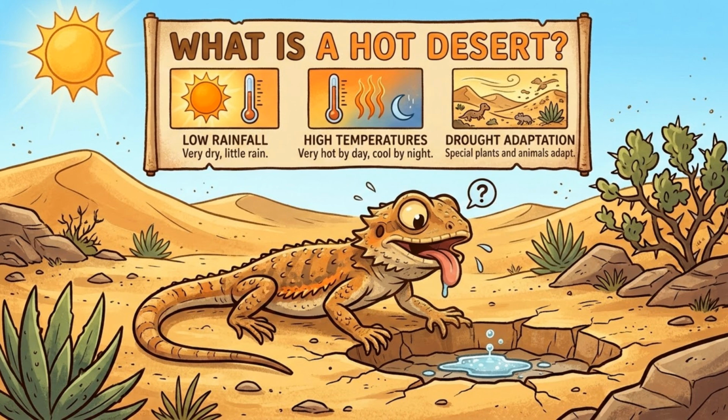So, what exactly is a hot desert? These regions are defined by low rainfall, extremely high daytime temperatures that cool significantly at night, and specialized plants and animals that have adapted to survive in these harsh, dry conditions.